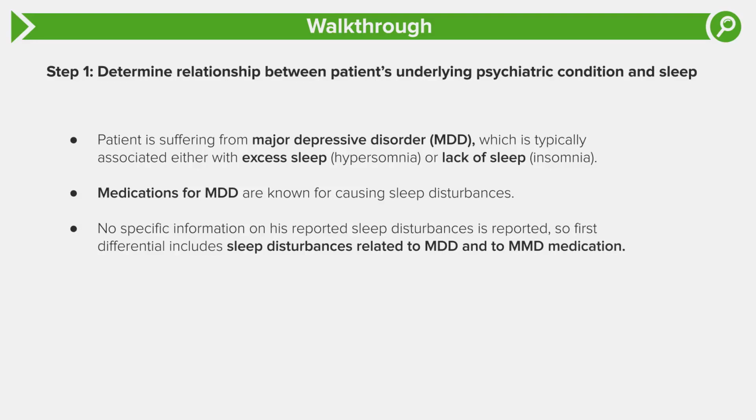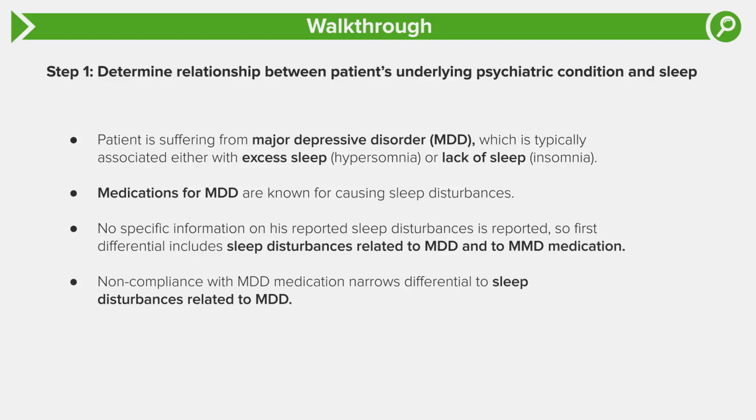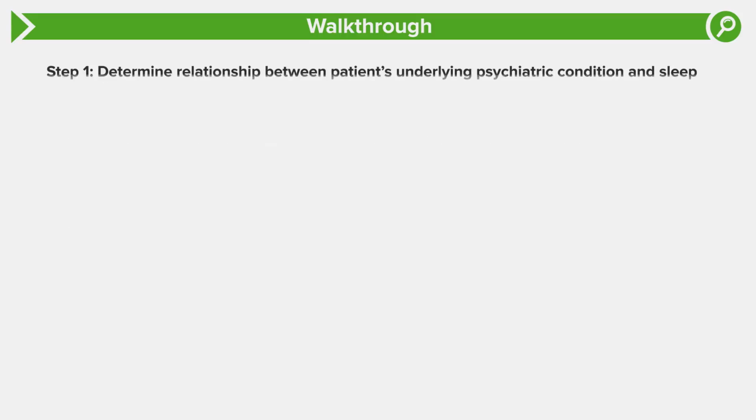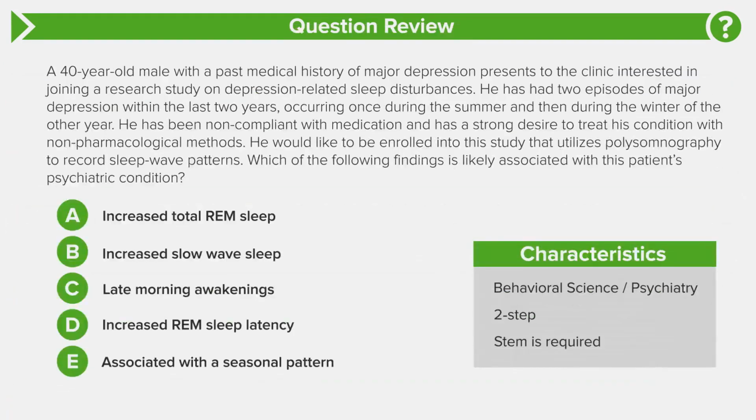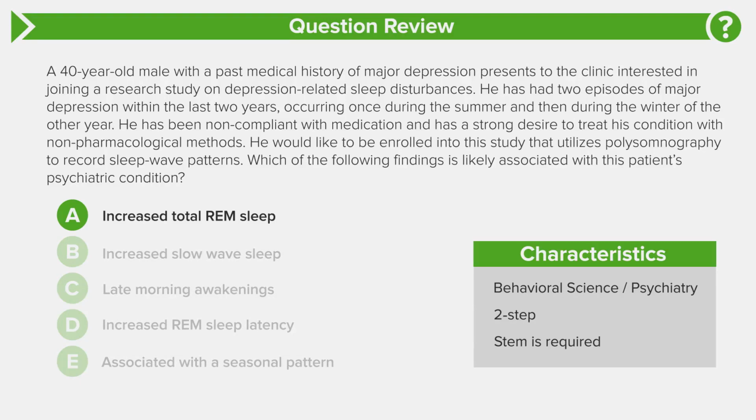Now, this makes it a little bit easier because this patient was noted to be non-compliant with major depressive disorder medication, which really narrows our differential down to sleep disturbances related to major depressive disorder itself. Now, step 2, we need to determine what sleep phase is most likely associated with major depressive disorder sleep disturbances, and we look at our answer choices. What we know is that patients with major depressive disorder have increased total REM sleep, and that's the correct answer. Answer choice A, increased total REM sleep.